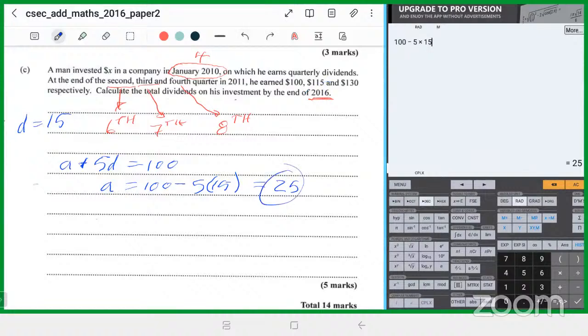The question is, how many quarters are there between 2010 and 2016? That's it. They want to know the number of terms. How many years is that? You have to include the 2010. You can't just subtract them. That's the beauty of it.